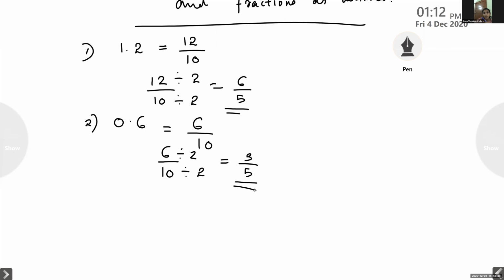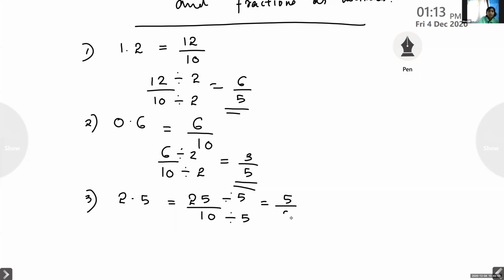Isn't it? Third one is 2.5. 25 by 10. Any common number? 5. So divide by 5, we will get 5 by 2. See, 5 by 2 is half of 5. Half of 5 is 2.5. Correct?